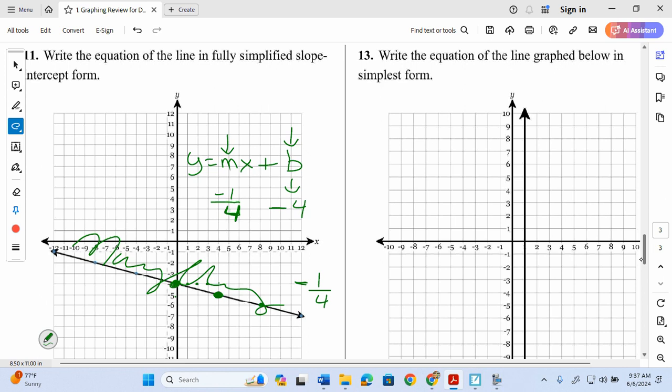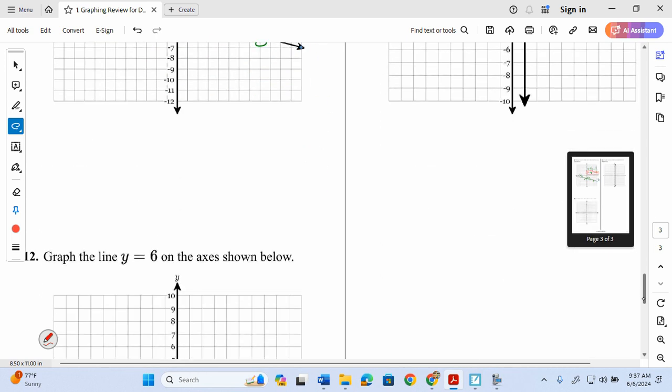All right, let's put this together. We found our y stays the same, our equal stays the same. We found our slope. Our x stays the same. We got to write that. And then instead of a plus, our y-intercept is negative. So we have -4. Could we write plus a -4? Sure, we could. But we don't want to do that. We want to keep it simple. All right, so that was 11. See if we can find 12, and then we'll go back up to 13.